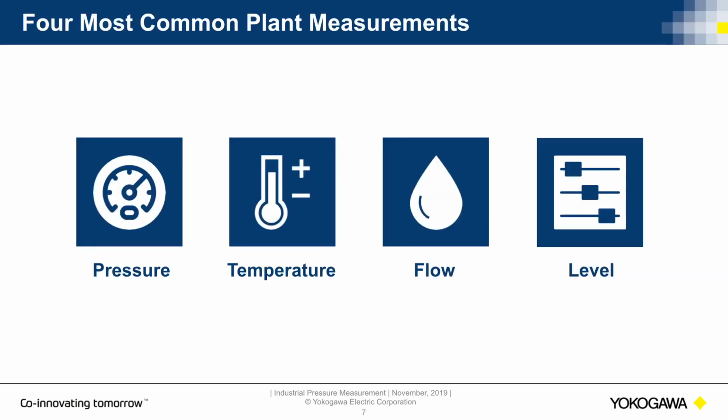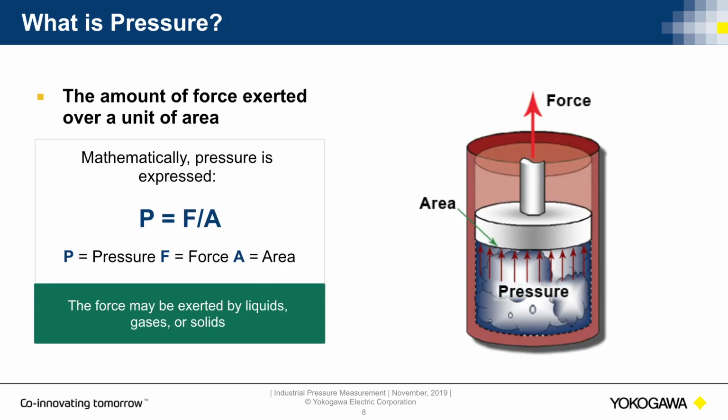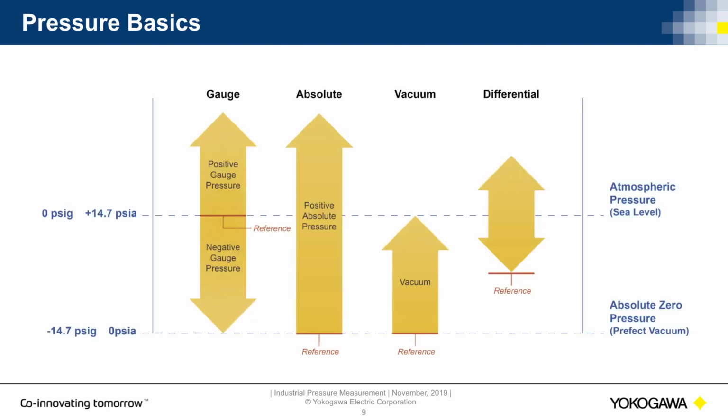Good morning. So pressure, as we know, is one of the 4 common plant measurements, and the others are temperature, flow, and level, but pressure is the most fundamental and common. Pressure basically is just the amount of force exerted over a unit of area, so mathematically expressed as pressure equals force over area. And this force may be exerted by liquids, gas, or solids.